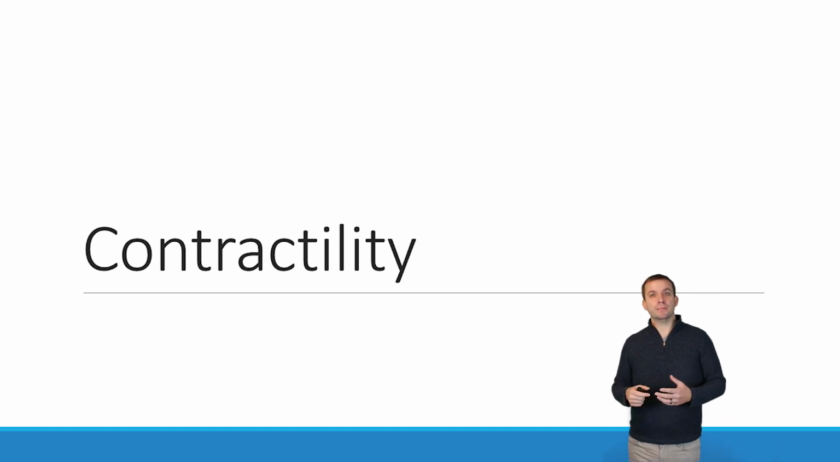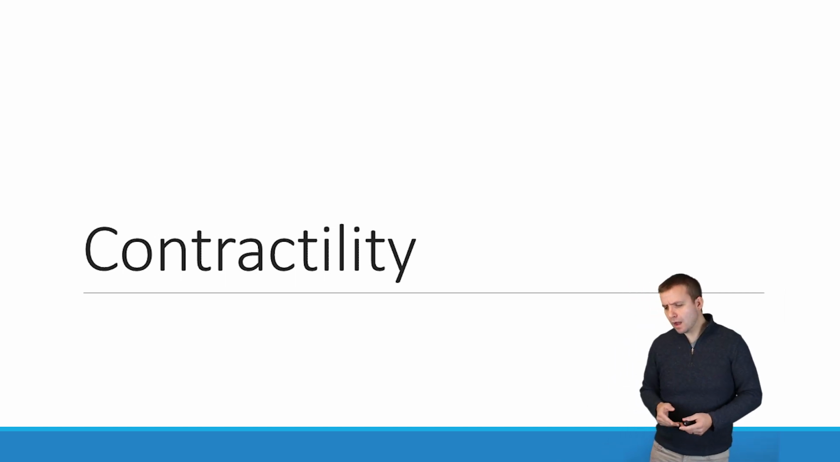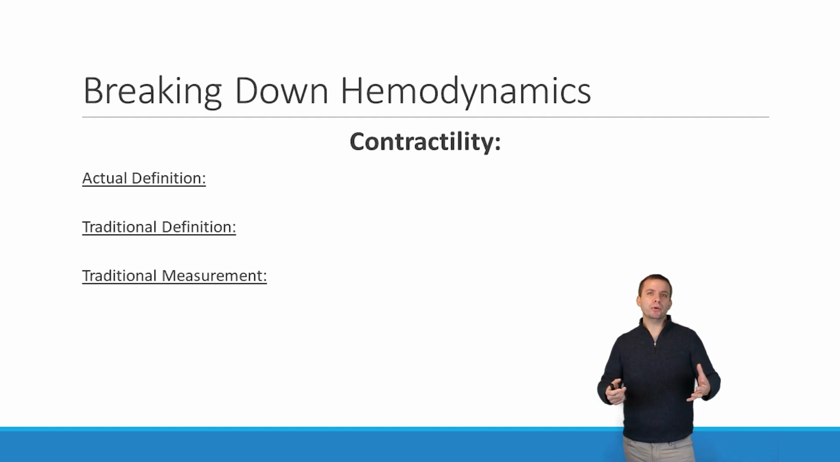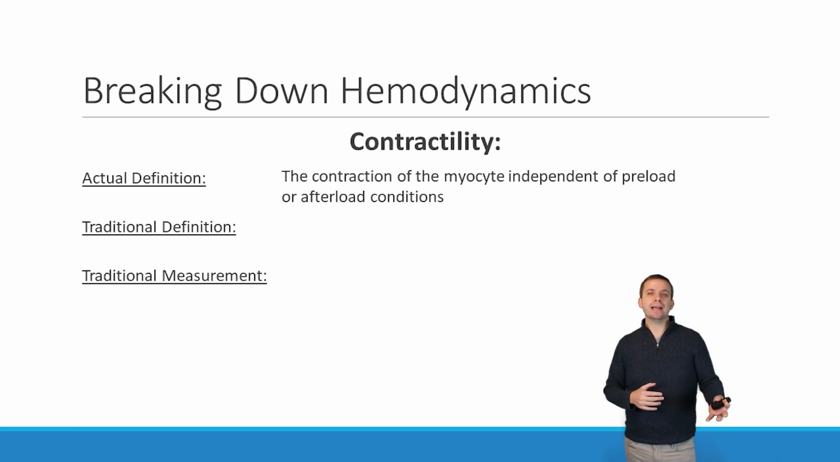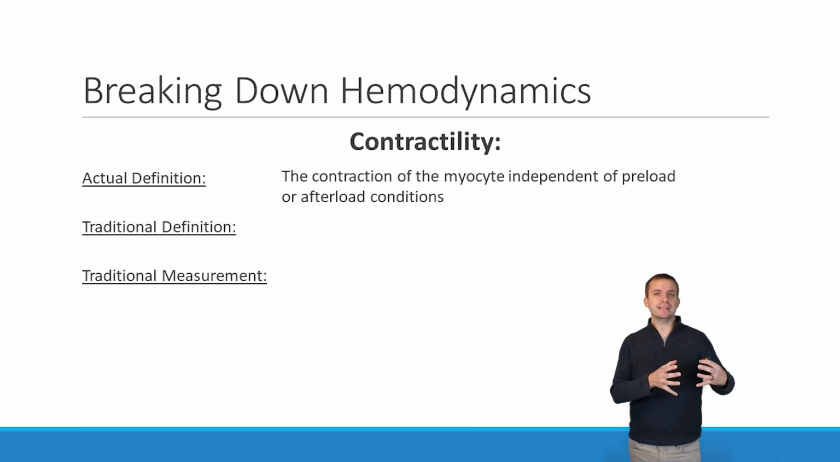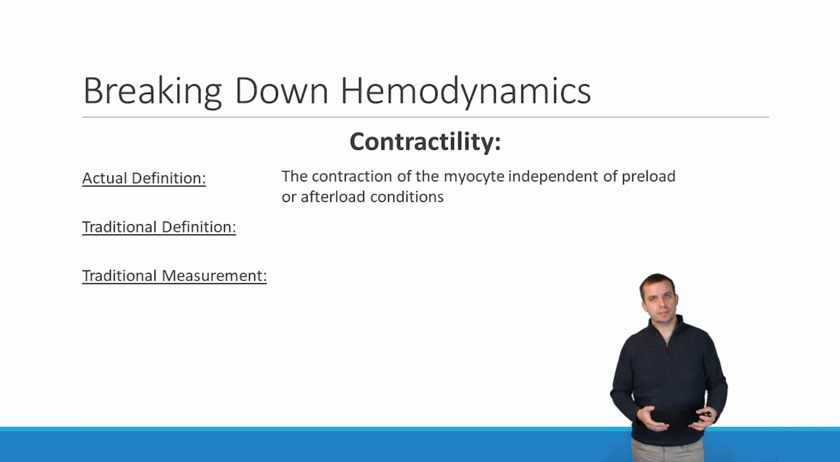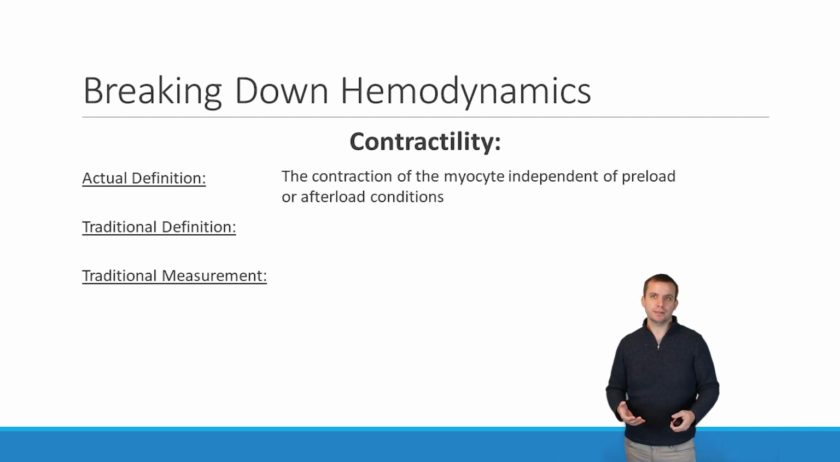The next thing we're going to talk about is contractility. We're going to do the same thing we did with preload: the actual definition, the traditional definition, and then the traditional measurements. So the actual definition is the contraction of the myocyte independent of preload or afterload. And that's important, it is how much it contracts independent of what the preload conditions or the afterload conditions are. That's true contractility.